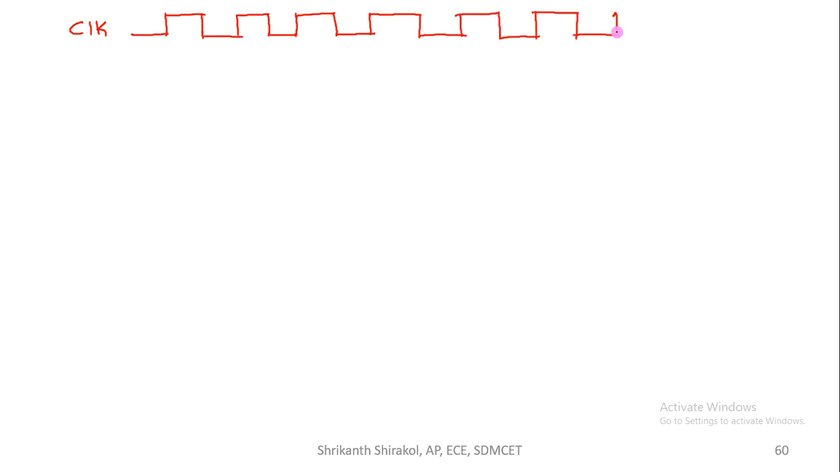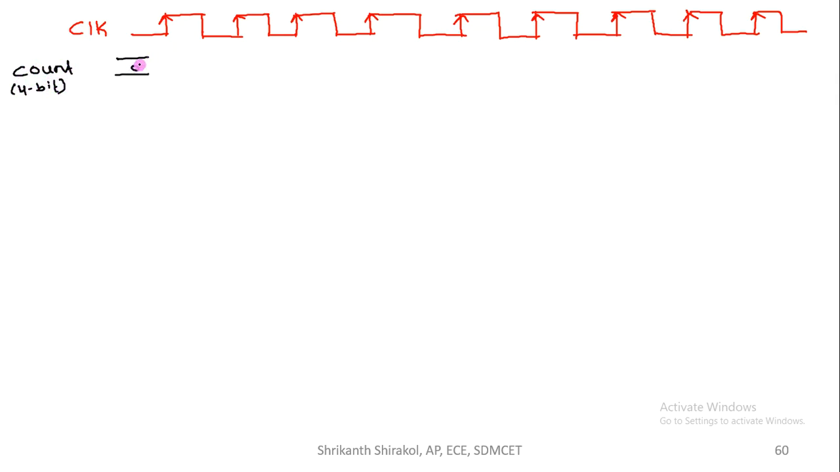So this is a clock. This is a clock. This is a clock. So positive edge. This is positive edge, and positive edge. Okay. Now I have used a counter. That counter counts like this. The count is of 4 bits. This is of 4 bits.